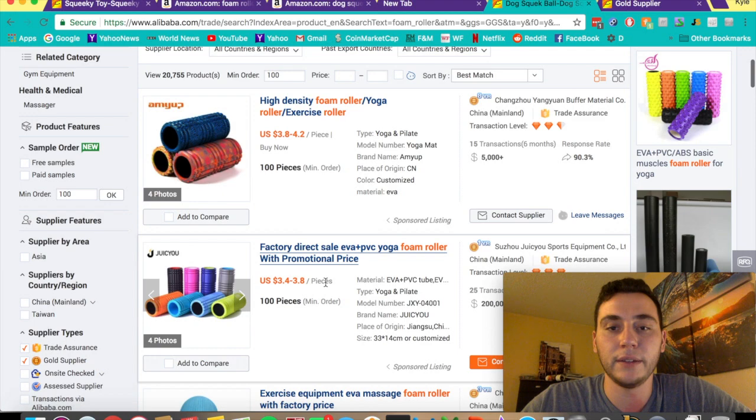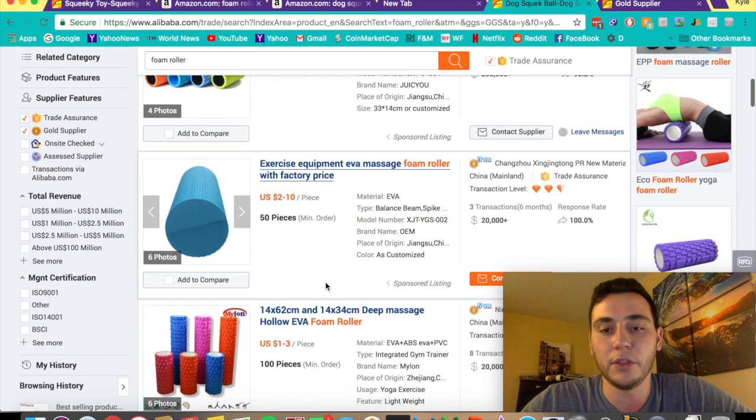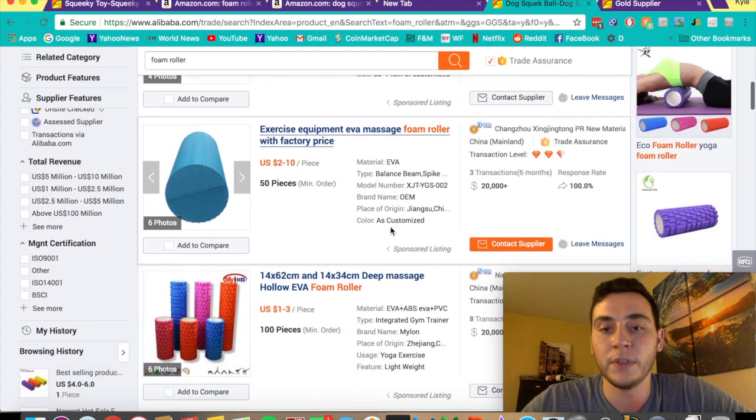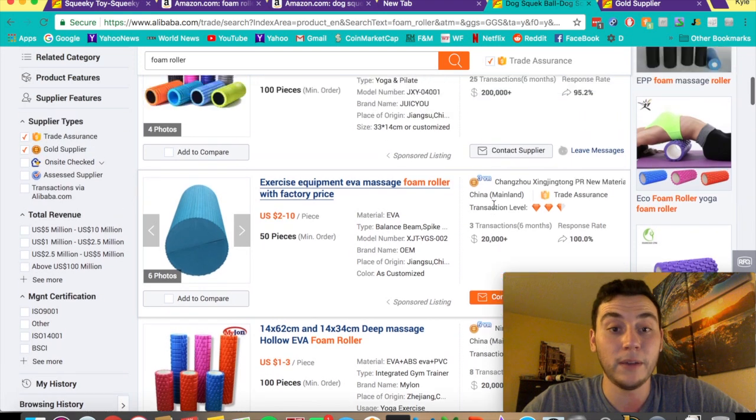And then I'm looking through here, and you can look at the supplier's information over here. So like this one, for example, has had 3 transactions in the past 6 months. So that makes me kind of wary because that's really small. They've only done business 3 times in half of a year, essentially. That's kind of worrisome to me.